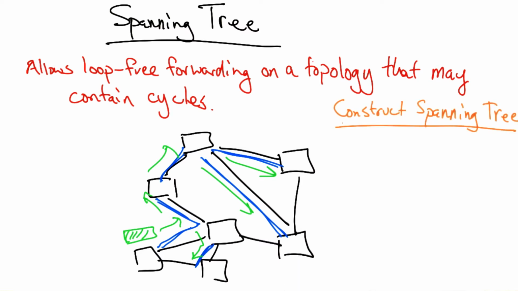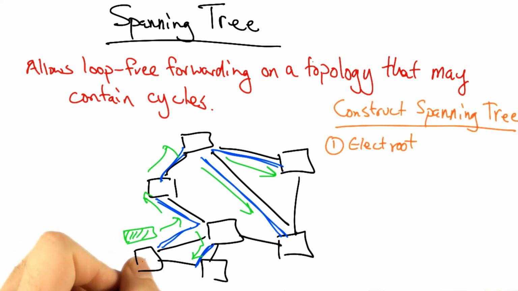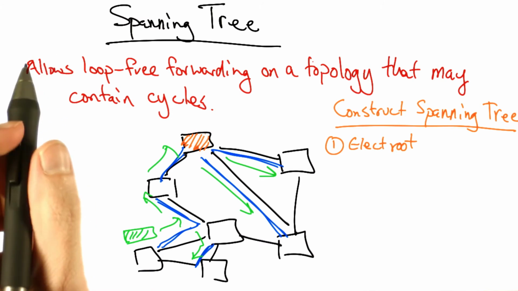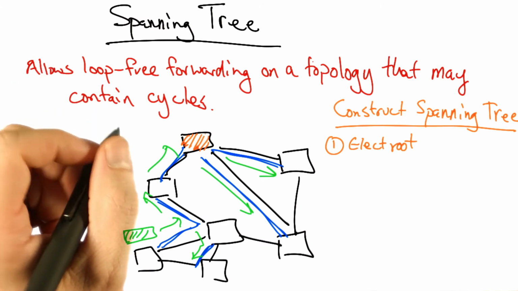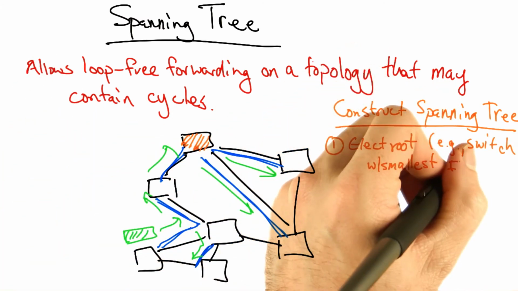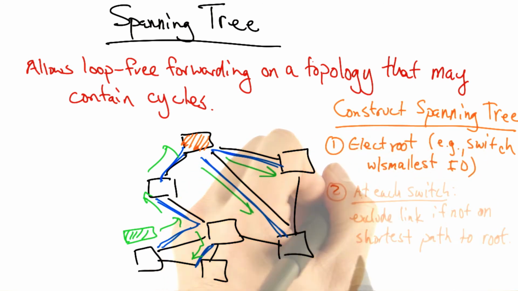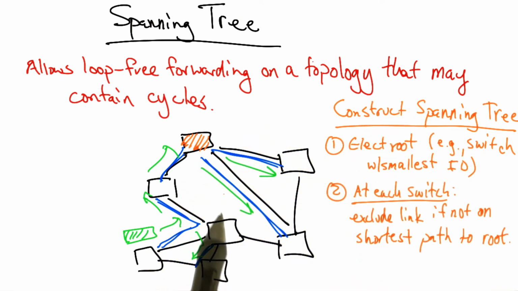So how do we construct a spanning tree? The first step is to elect a root for the tree. The root of the tree can be arbitrary, but it is typically something like the switch with the smallest switch identifier. Next, each switch needs to simply exclude links if they are not on the shortest path to the root, or if they're the same distance from the root as some other link but have a higher identifier.